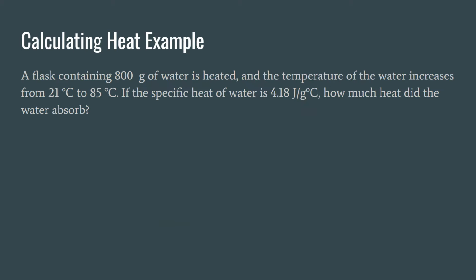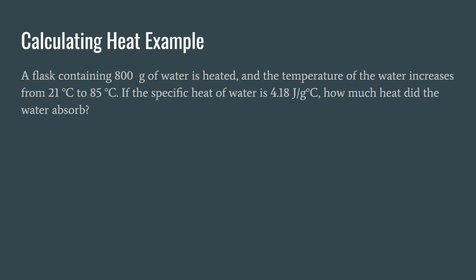So here's a quick example. A flask containing 800 grams of water is heated, and the temperature of the water increases from 21 degrees Celsius to 85 degrees Celsius. If the specific heat of water is 4.18 joules per gram per degree Celsius, how much heat did the water absorb?